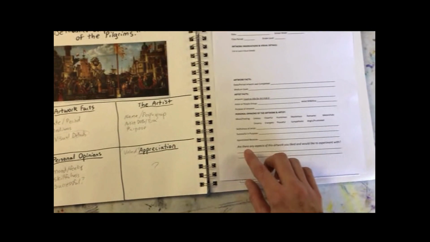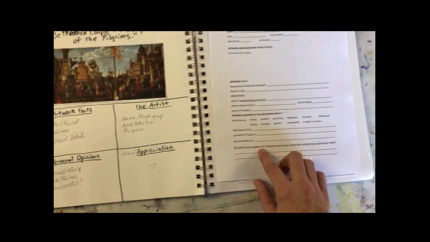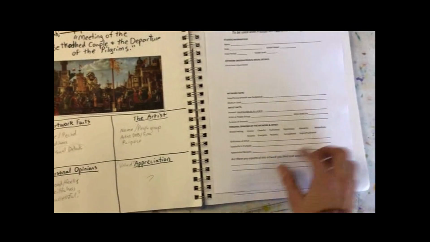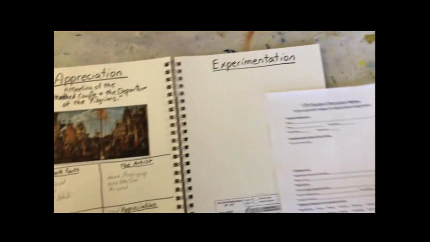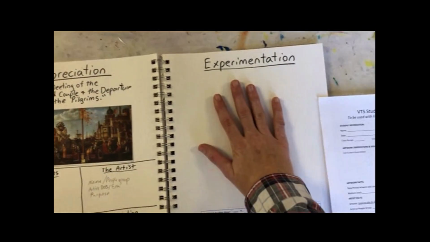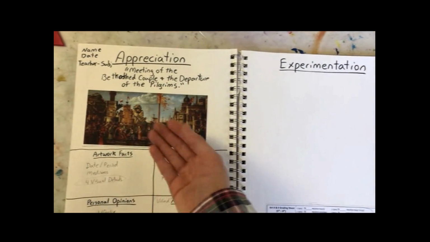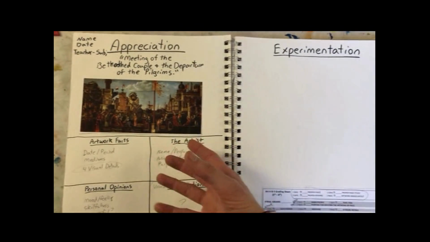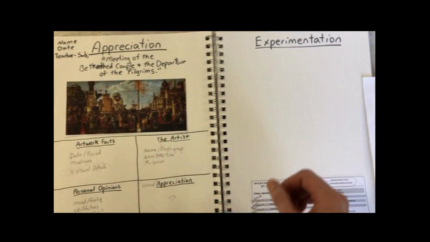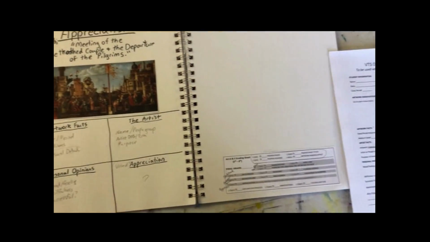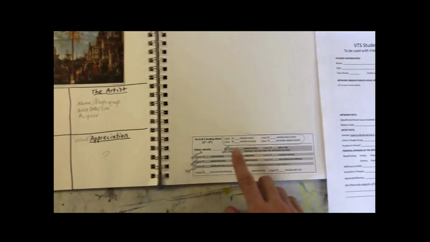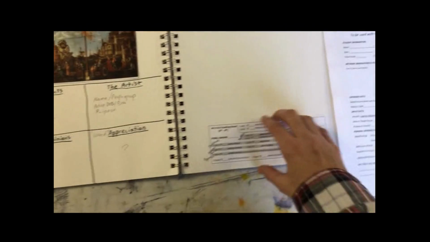And then this last part, are there any aspects of this artwork you would like to experiment with? That's what you are going to use over here on your experimentation side. Things about this piece of artwork here, the image that you thought was interesting or you wanted to try out, things like that. And that would go here. So then you would have this on, of course, at the bottom.